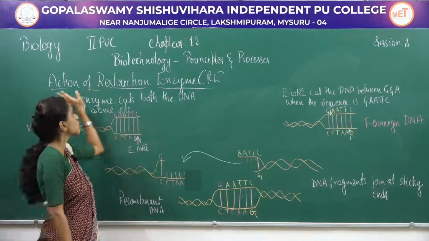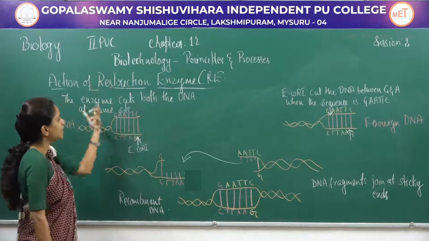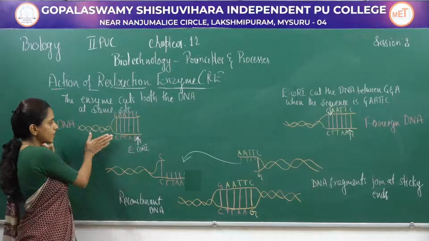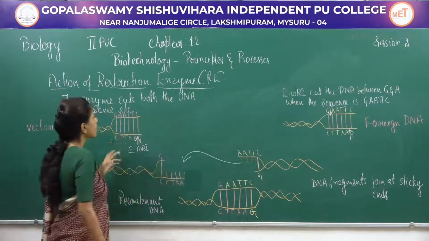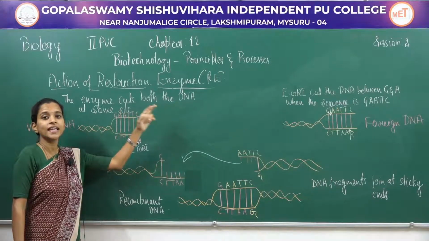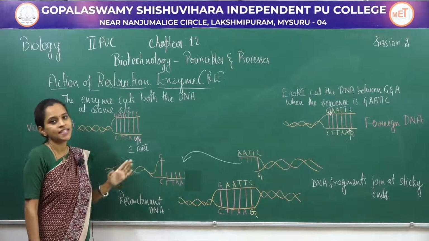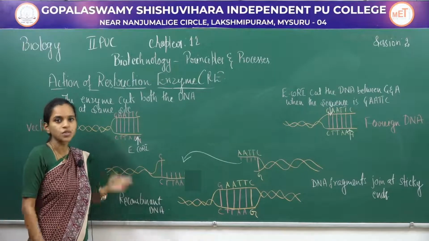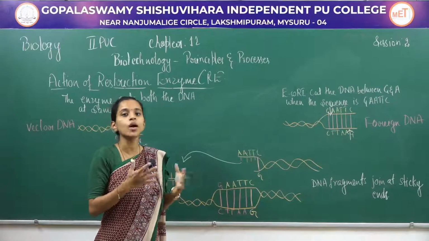Okay, this is the action of restriction enzymes. Here we have taken two DNA sequences. One is a vector DNA, another is a foreign DNA. Now I have magnified the DNA in a sequence where it has GAA-TTC. So this is a specific sequence which is necessary for the E. coli restriction enzyme to act on.